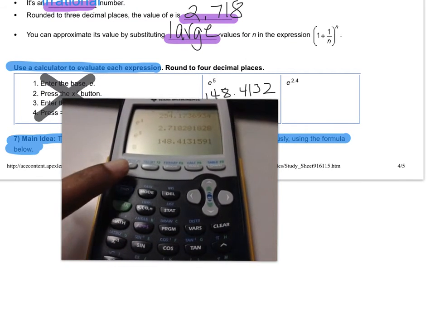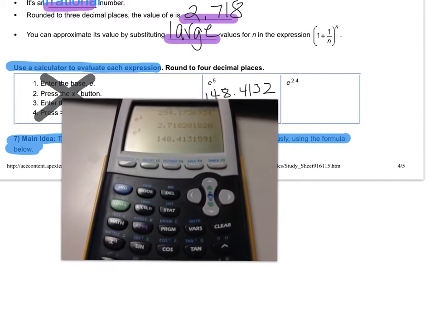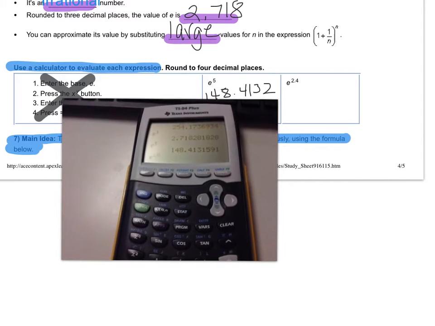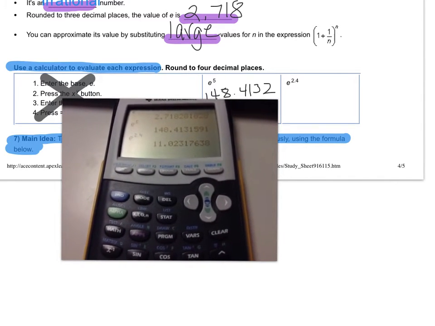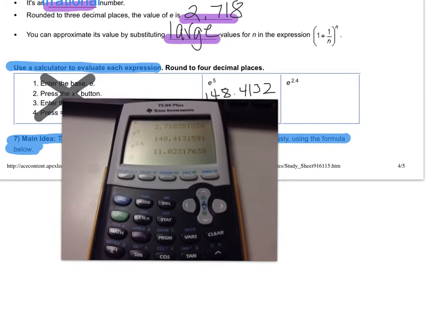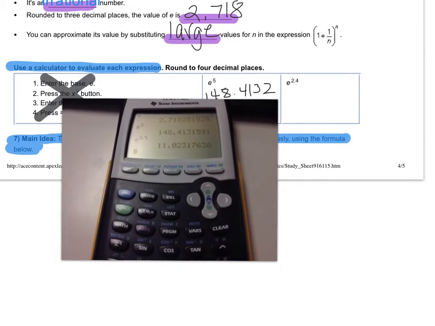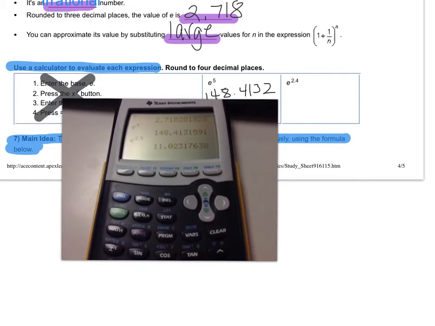So we have E raised to the 2.4 power, and you get 11 and 231 ten-thousandths. Well, actually, 5 or more raise the score, so that's going to be 32.